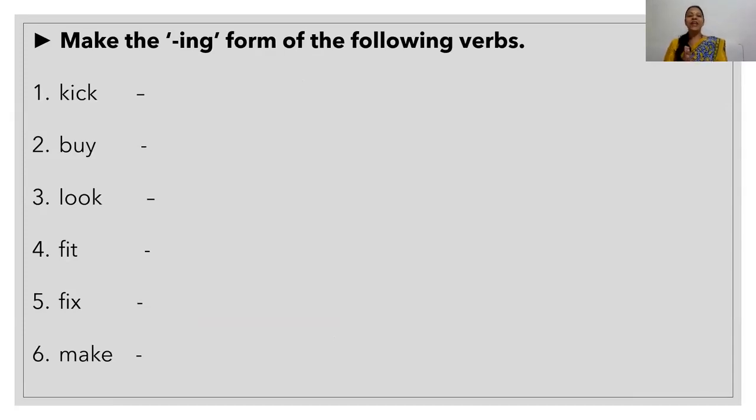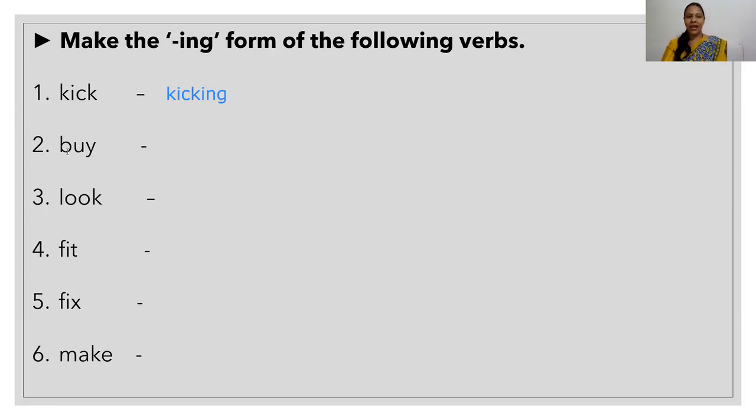Now children, now that we have learned all the rules, let us try to solve this exercise by applying all the rules that we have learned. So, the first word is kick. K-I-C-K, kick. Now, how will we convert the base verb kick into its ing form? Correct. Simply by adding ing. So, K-I-C-K-I-N-G becomes the ing form of kick.